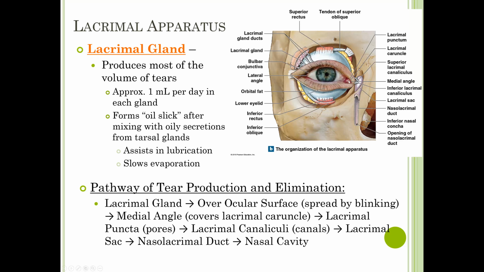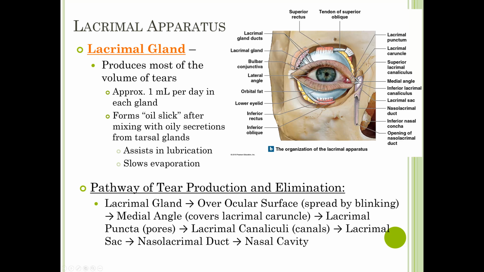So the lacrimal puncta or pores is where the tears will drain. So they'll drain into one of each of those two holes. If you look very closely at the medial angle of your eye in the mirror, you might be able to see one or both of these little holes.